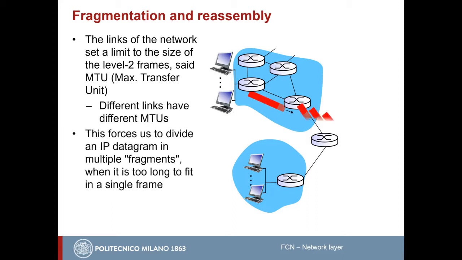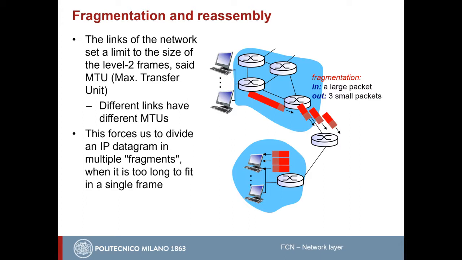In order to be transferred at layer 2, the packet must be encapsulated in a frame. And since the packet has a variable length, as we have seen, it may happen that the frames used on a certain link are too short, so they are not able to host the entire packet as a payload, because the IP packet becomes the payload of layer 2 frames.